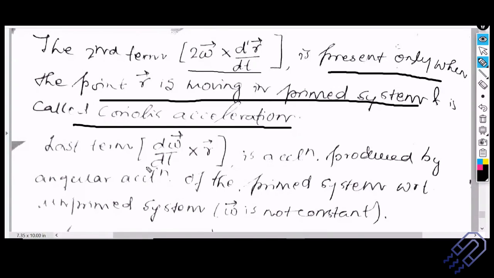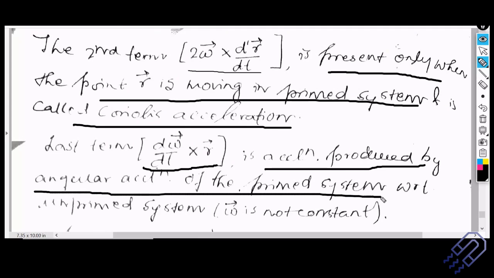Finally, we are left with just one term, which is d omega bar dt cross r bar. And this is nothing but the acceleration produced by the angular acceleration of the prime system with respect to the unprimed system. So this is another term. Basically you have two coordinate systems. One is this, and the other one has rotated. If you take a different color, the other one has rotated along this, sorry, and along this.